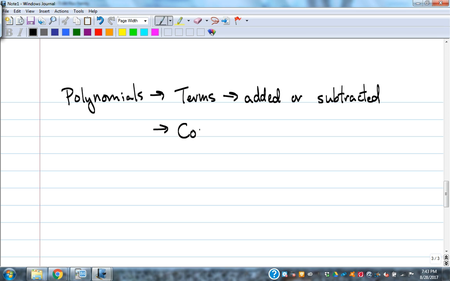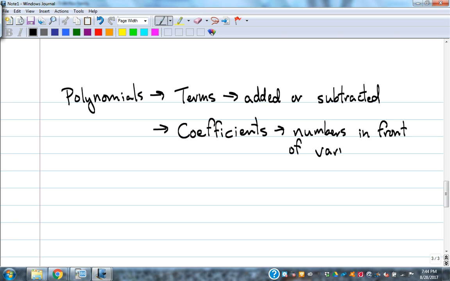The coefficients, we'll talk about those as we go here. Spell it right: C-O-E-F-F-I-C-I-E-N-T. Coefficients, those are the numbers in front of variables. We'll talk about the leading coefficient sometimes with polynomials, and that's the one in front of the highest degree term. So coefficients are numbers in front of variables. If there's no variable, it can't be called a coefficient. It's called a constant if it doesn't have a variable. So coefficients are only things that have variables.